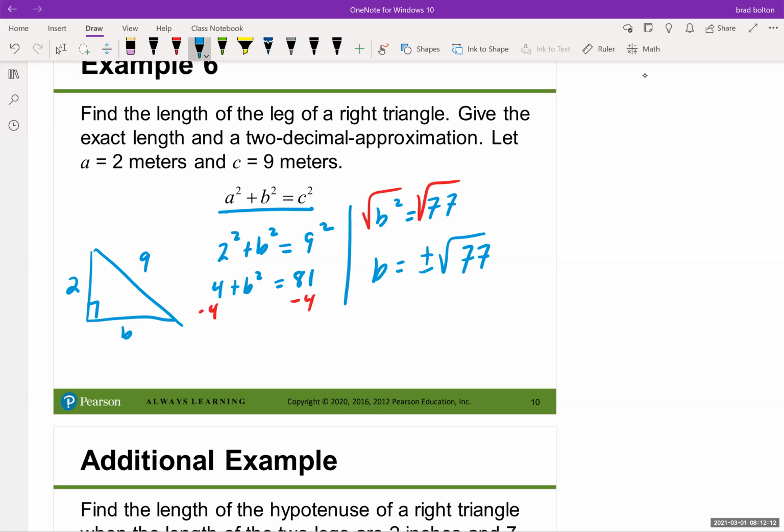Now the problem with plus or minus the square root of 77 is that since this is a length of a side of a triangle, we cannot have a negative. So we throw that out and we say B equals the square root of 77.